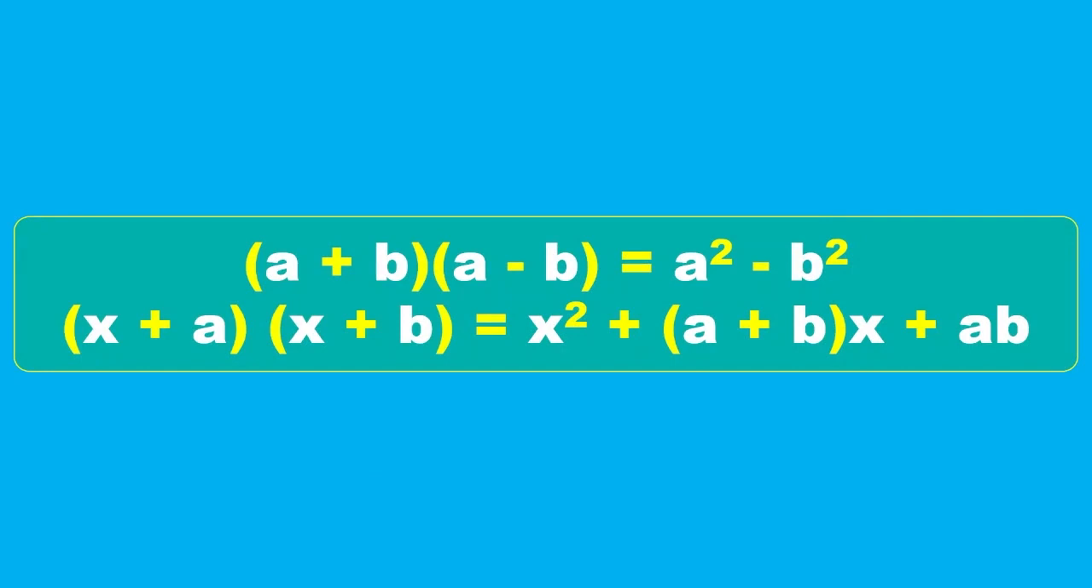Second set, we have two identities again: (a plus b) into (a minus b), which is a square minus b square, and (x plus a) into (x plus b), which is x square plus (a plus b) times x plus ab.